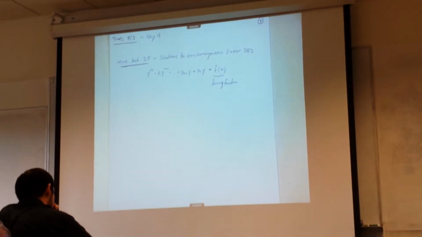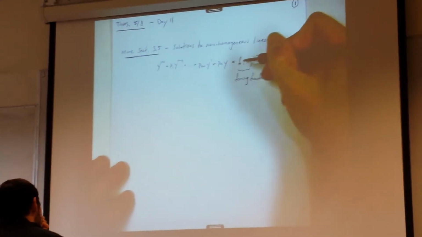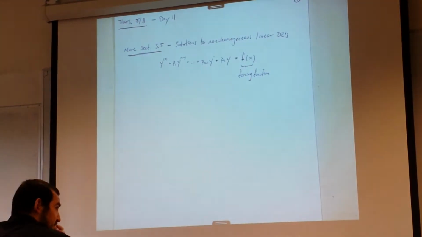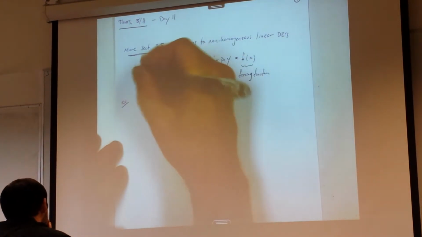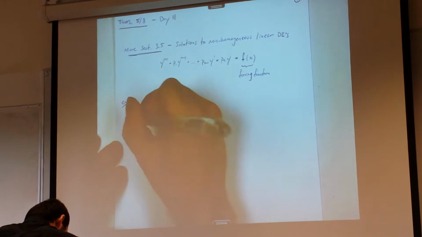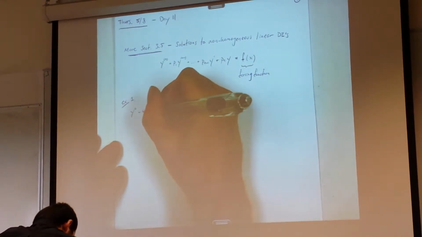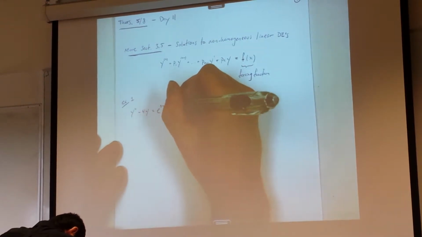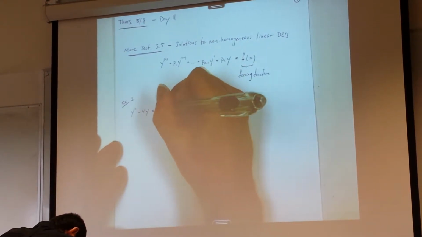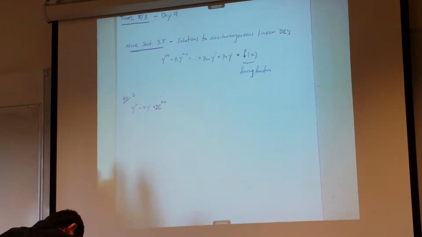All right, so we looked at some examples last time talking about the method of undetermined coefficients. So we're going to pick up there. Let's do another example. Say we got the second order equation y double prime minus 4y equals 2e to the 2x. Okay? All right, so obviously non-homogeneous.